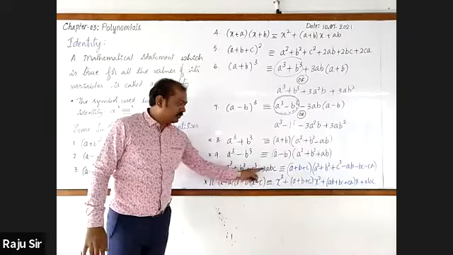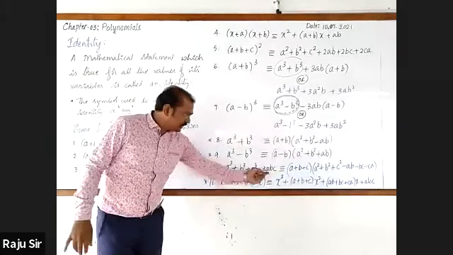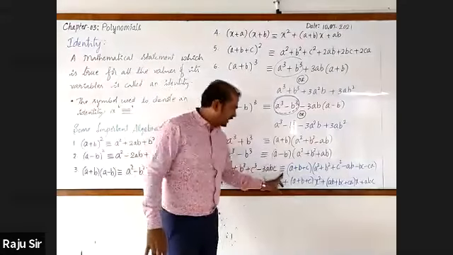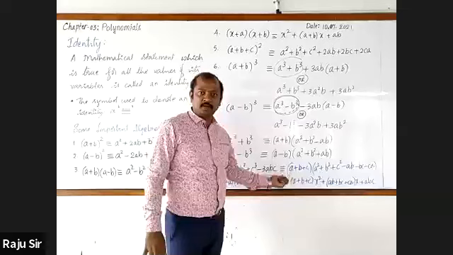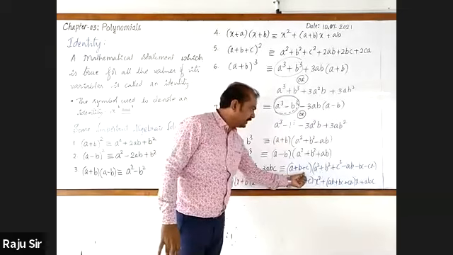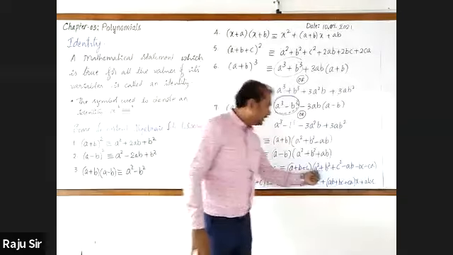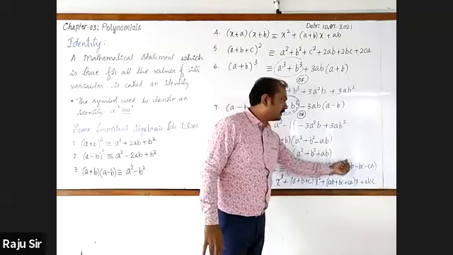Once I read this: a cube plus b cube plus c cube minus 3abc, you have to read all this at a time, is exactly equal to. Now I'm giving a bit of a pause. Next, a plus b plus c into a square plus b square plus c square minus ab minus bc minus ca.